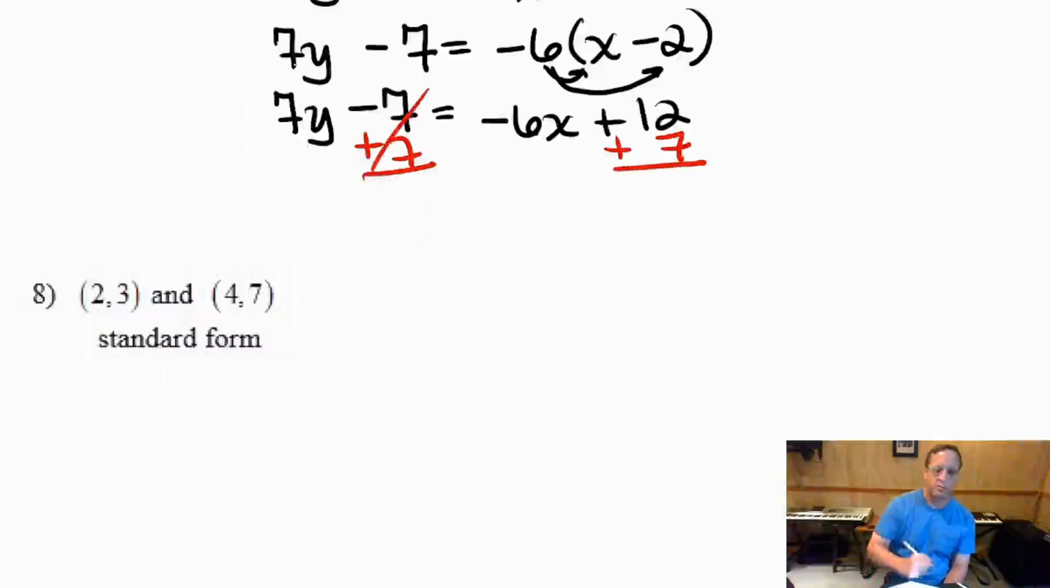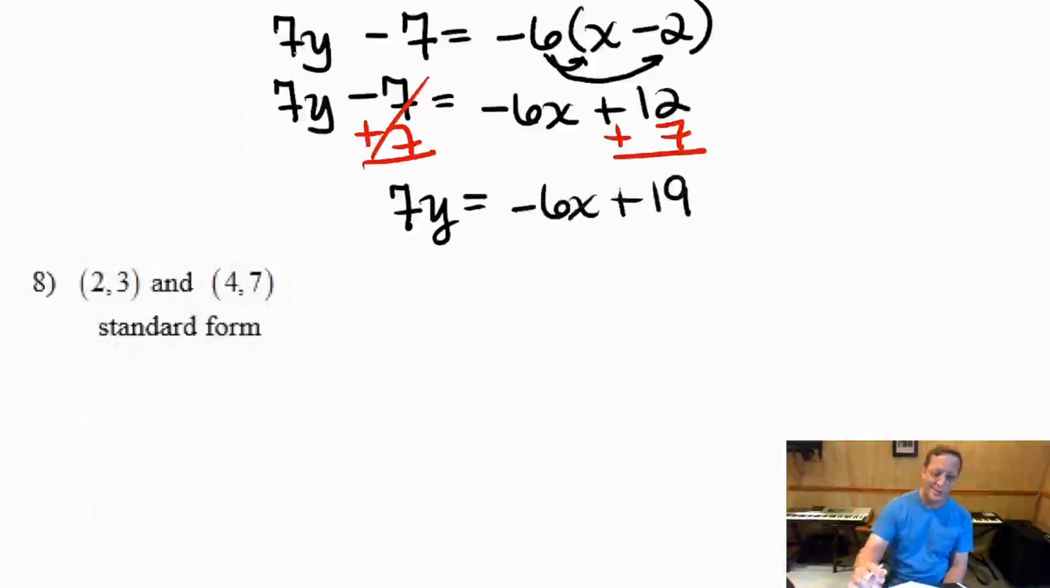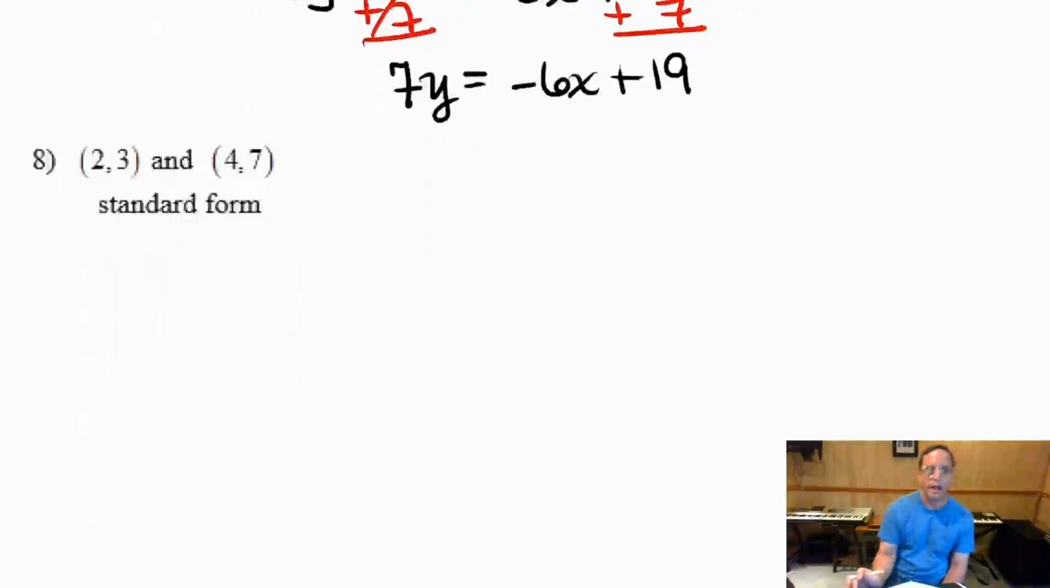So now I'm going to do the inverse of minus 7 by adding 7 to both sides. Rewrite it again. So we got 7y equals negative 6x plus 19. And now it's just one more step, which is divide everything by 7. Divide by 7. Everything gets divided by 7.